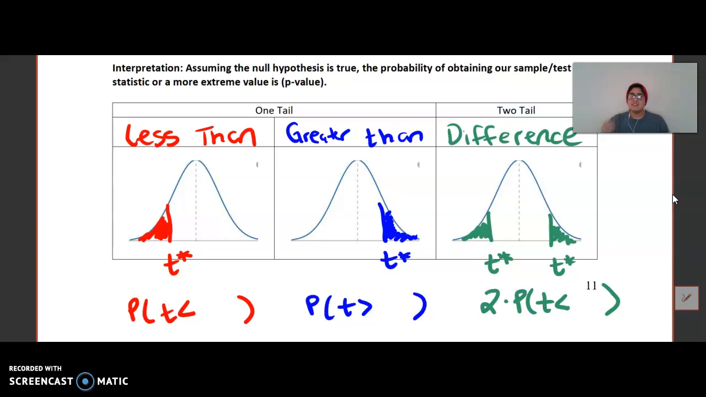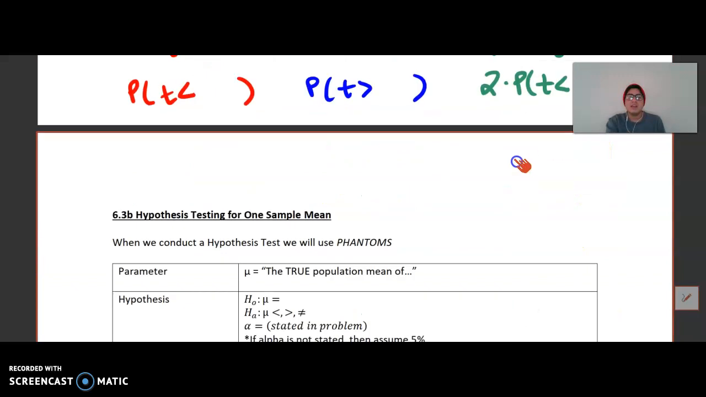And you can see there that we can just multiply 2 times the probability that it's greater than or less than, because those shaded areas would be approximately equal to one another. Again, assuming the null hypothesis is true, each of these distributions here would be centered at the claimed mu.